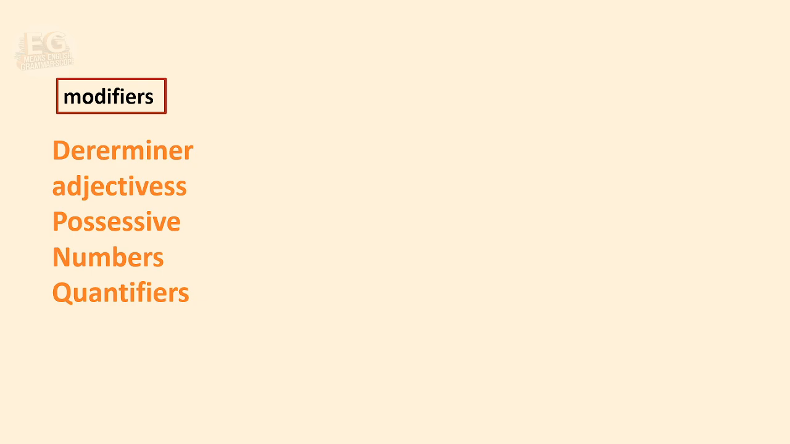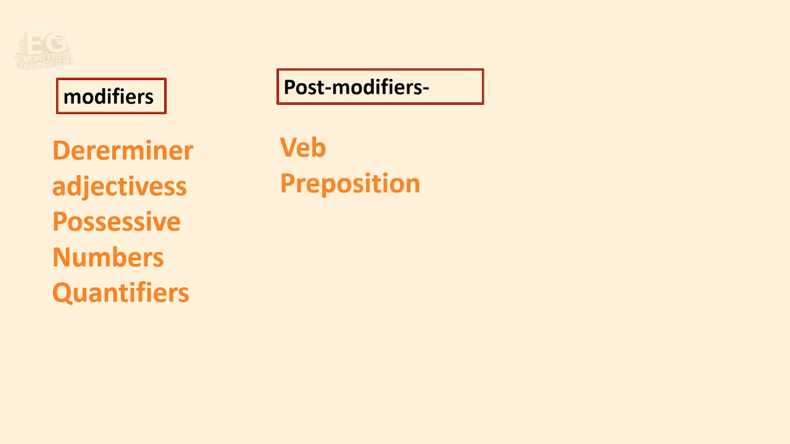So modifiers could be determiners, adjectives, then possessives, numbers or quantifiers. And in post modifiers, there will be a verb or verbs and prepositions.